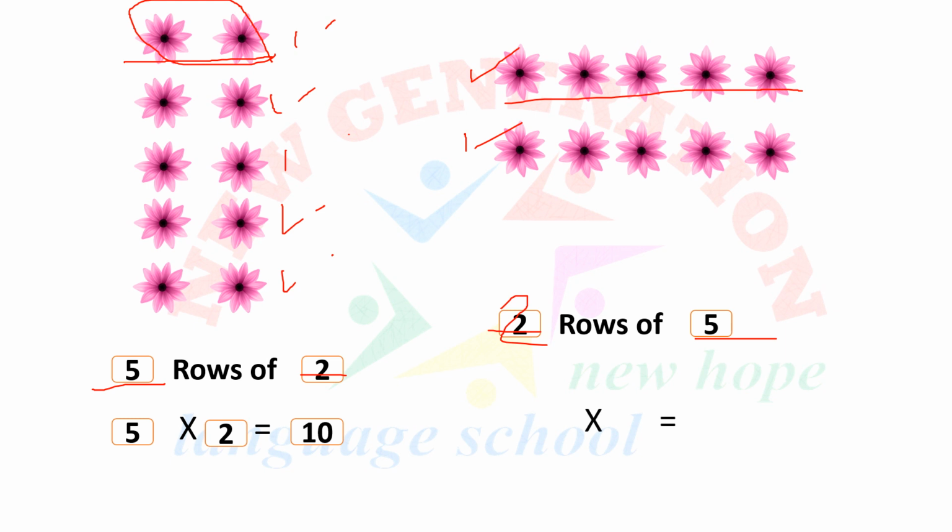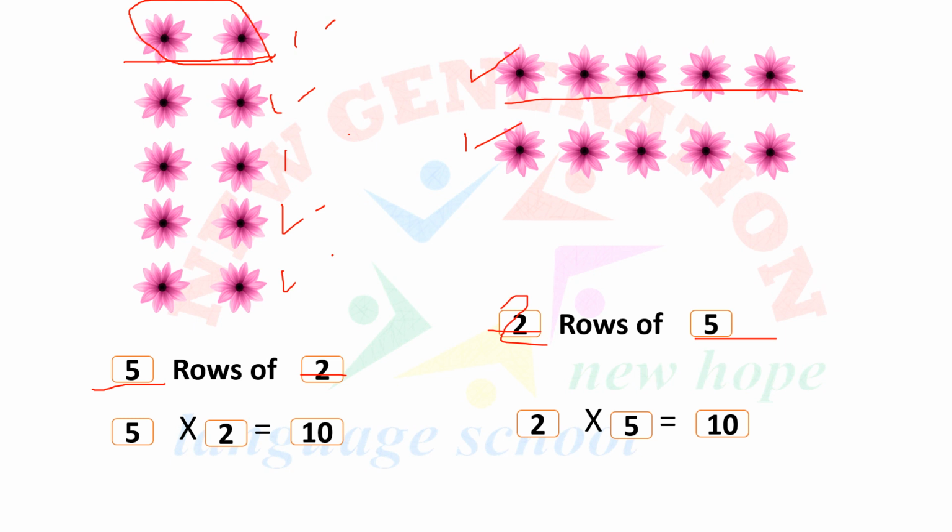If I reverse this array, can you tell me the number of rows and the number of items inside each row? Yes, that's right. I have 2 rows of 5. Two rows, each row has 5 flowers. Using multiplication, it will be 2 times 5 equals 10.